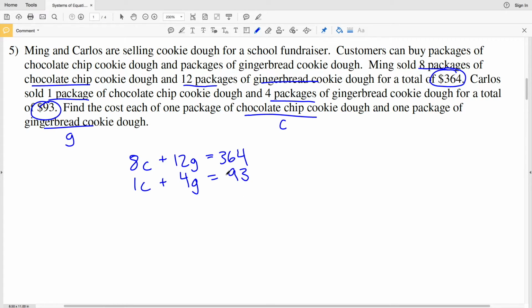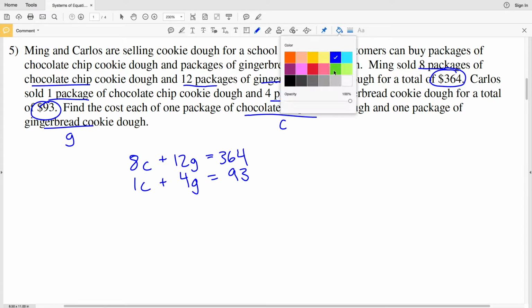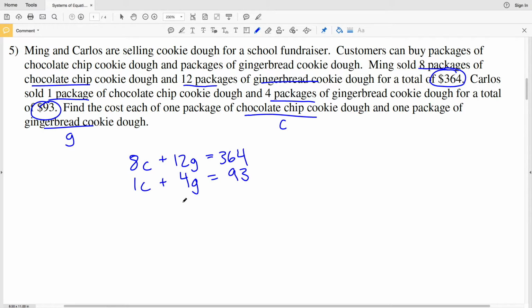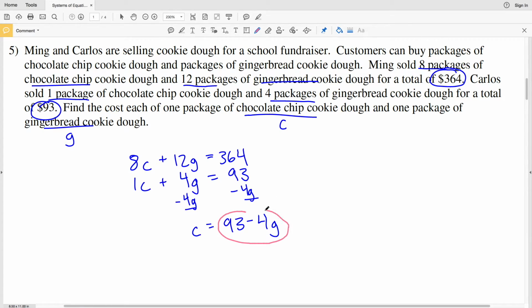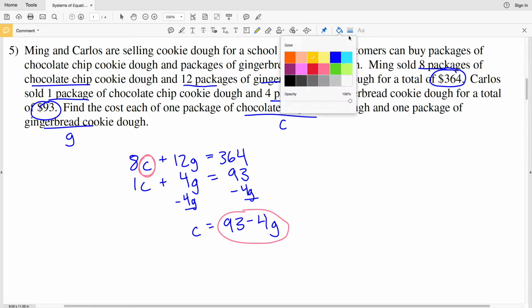Now notice that we cannot use elimination right away, but we can use substitution. In this second equation, if we were to subtract 4 times G from both sides, we would get that C is equivalent to 93 minus 4g. And from there, we can substitute 93 minus 4g in for c in our first equation. Since we have manipulated that second equation so that it was in terms of c, we'll take that value of c and plug it in for c in our first equation.